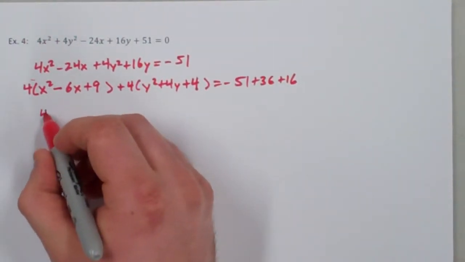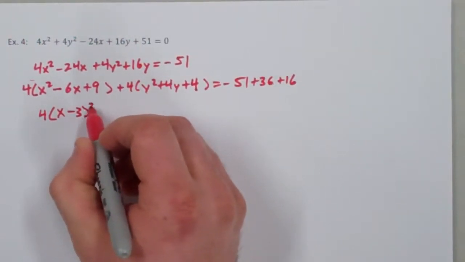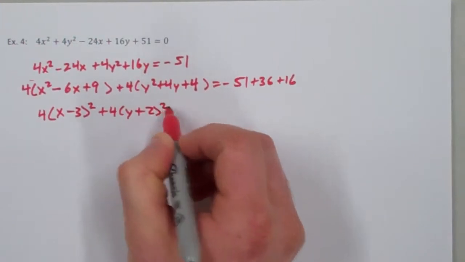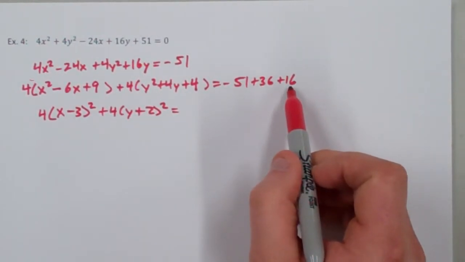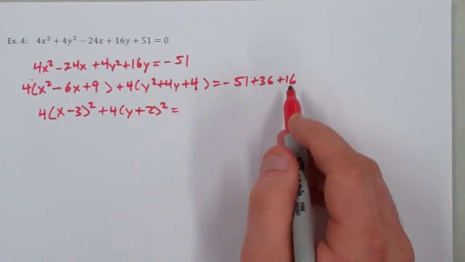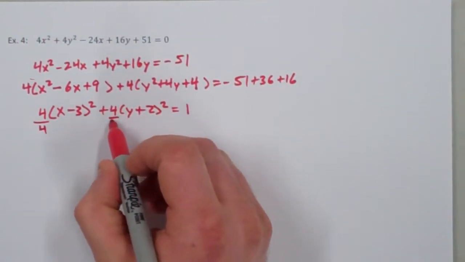Now we'll just FOIL or factor this guy out. So we've got x minus 3 quantity squared, 4 times y plus 2 quantity squared. And let's see what we have over here. 36 and 16 is, that should be 52. And then negative 51 and 52 is positive 1. We'll divide by 4 this time.